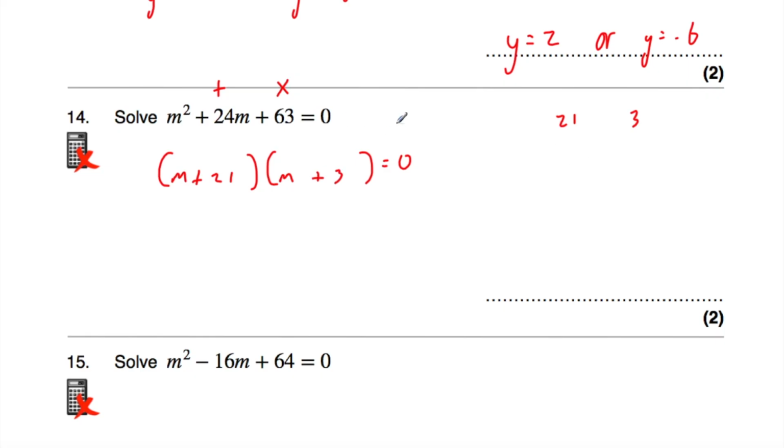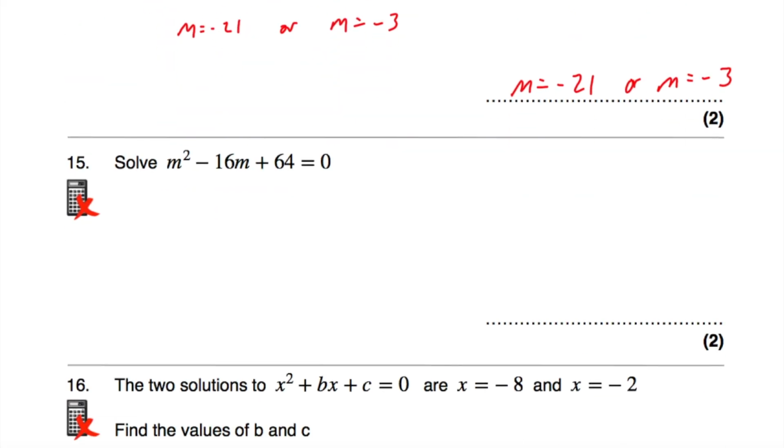Now you may have started with two other numbers. So for instance, in terms of 63, you may have chosen something like 9 times 7, because 9 times 7 is equal to 63. But 9 plus 7 is equal to 16, so it wouldn't be the 24 that we needed. And then you just need to carry on until you find 21 and 3. So that's fantastic. We now know what goes inside the brackets. That means either m is equal to negative 21 or m is equal to negative 3. And that's it. There are the solutions. m equals negative 21 or m equals negative 3.